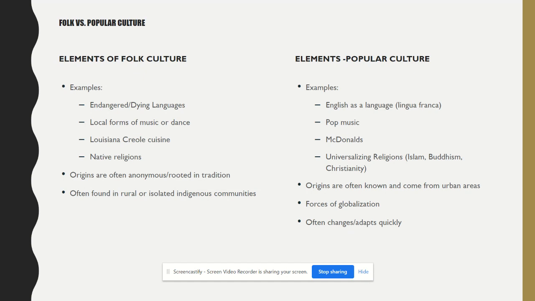Origins are often known, and they are basically forces of cultural globalization that are influenced and adapt very quickly, and tend to be associated with big, major urban areas, global command centers and places like New York City or London or Tokyo, or increasingly bigger cities in China like Hong Kong and Beijing as well.